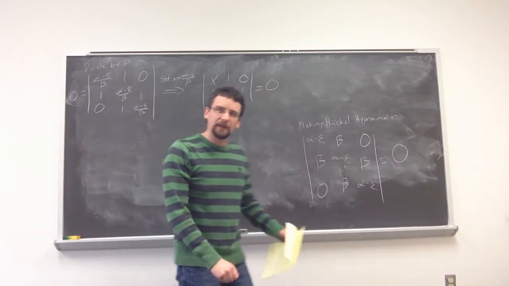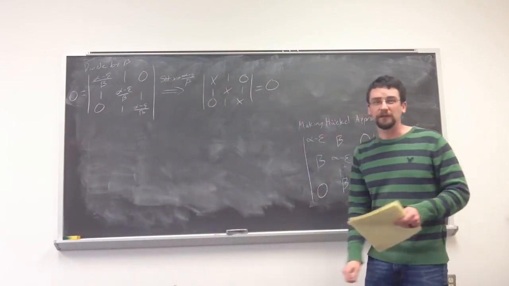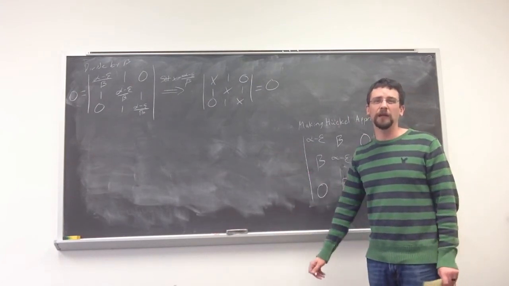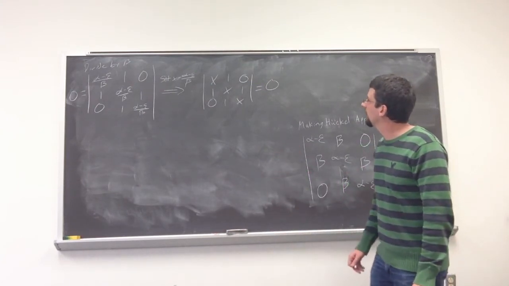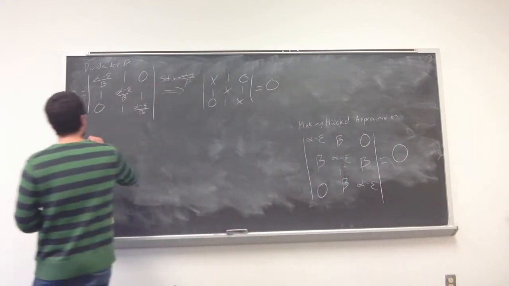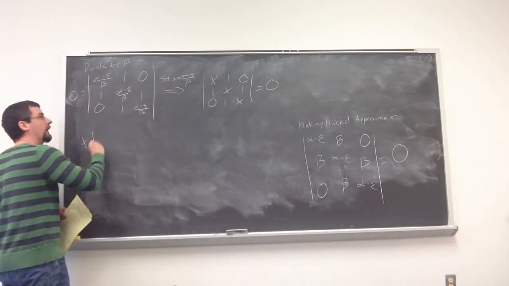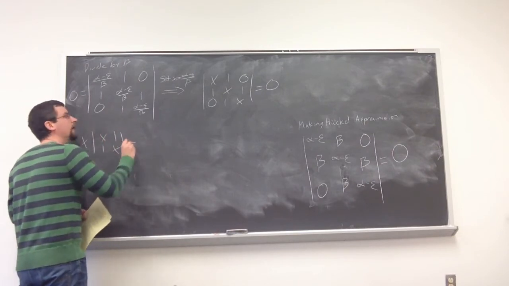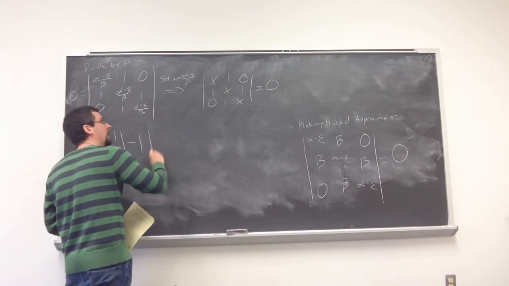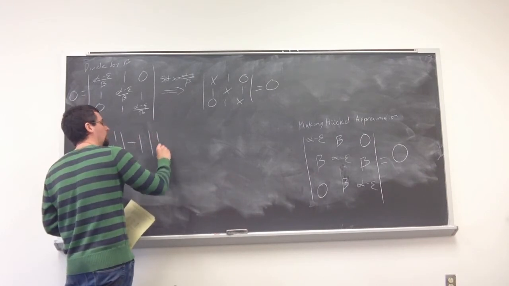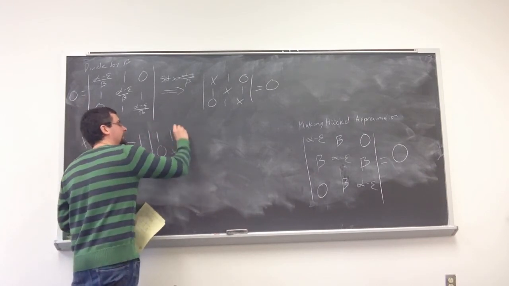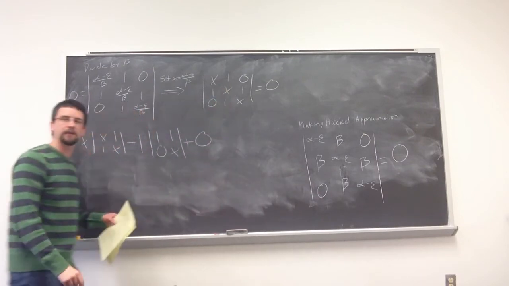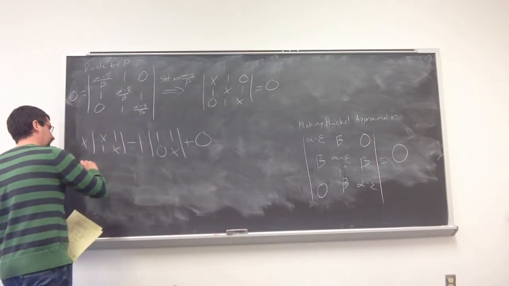We arrive at this as our matrix. Now, all we have to do is solve the secular determinant. We can do that using the rules of matrices. So if we do that, we get x times the determinant of x, 1, 1, x, minus 1 times the determinant of 1, 0, 1, x, plus that last term is 0 multiplied through. We simplify this a little bit further.